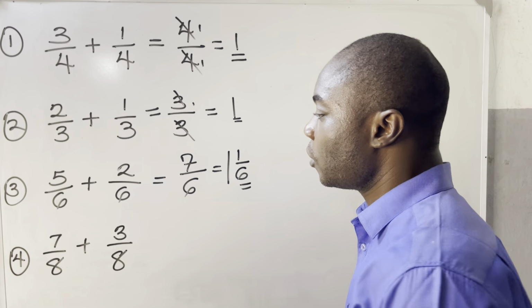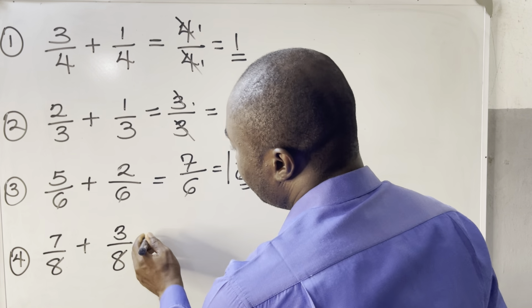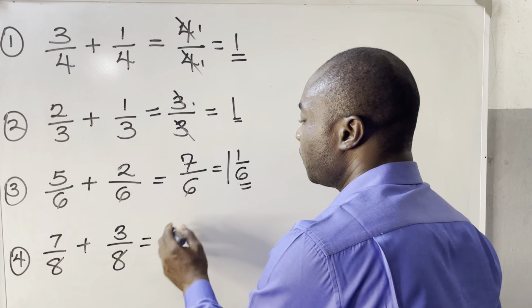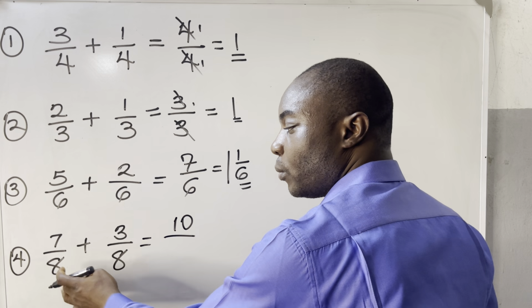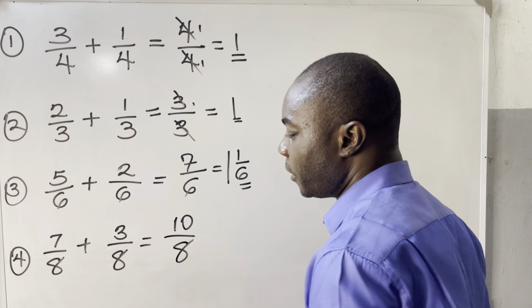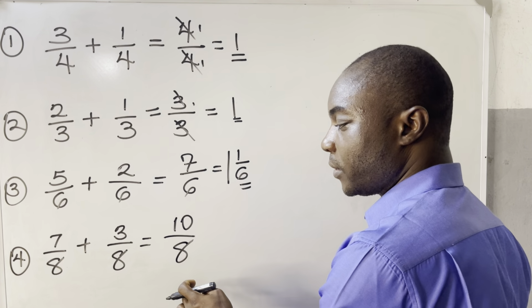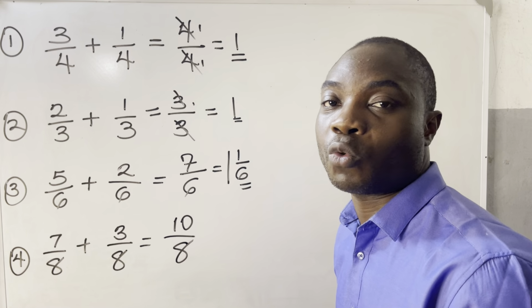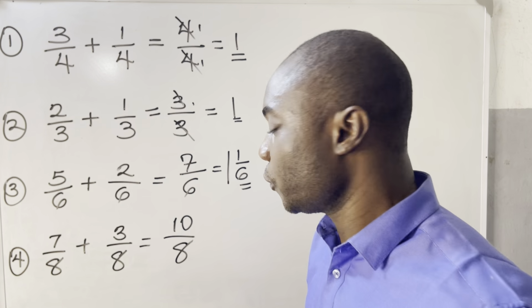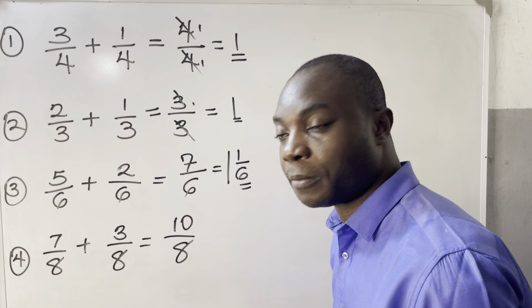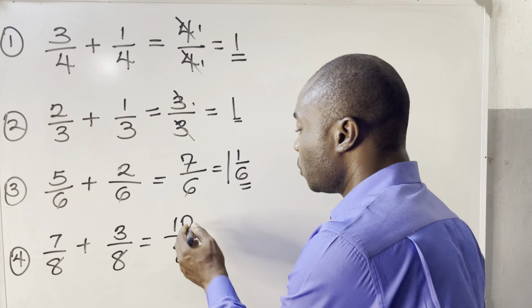All right, for the next one, we have 7 over 8 plus 3 over 8. 7 plus 3, we have 10. Then we'll bring one of the denominators, which is 8. We have 10 over 8. All right, we can reduce 10 over 8 to the lowest term. And the reason is because we have an even number here and an even number here. You can use 2 to reduce, all right?